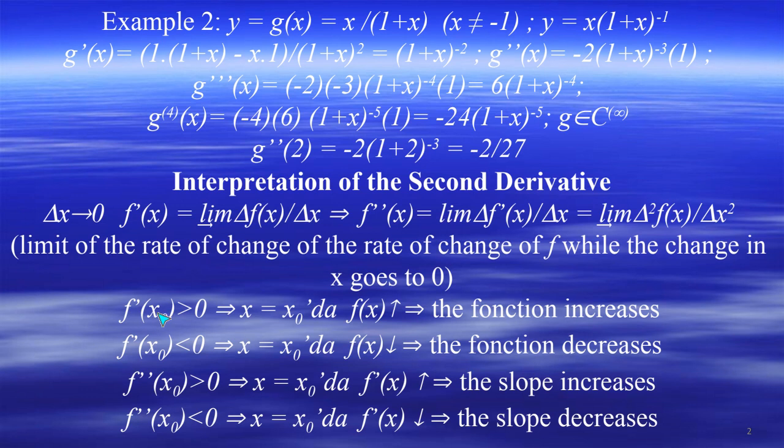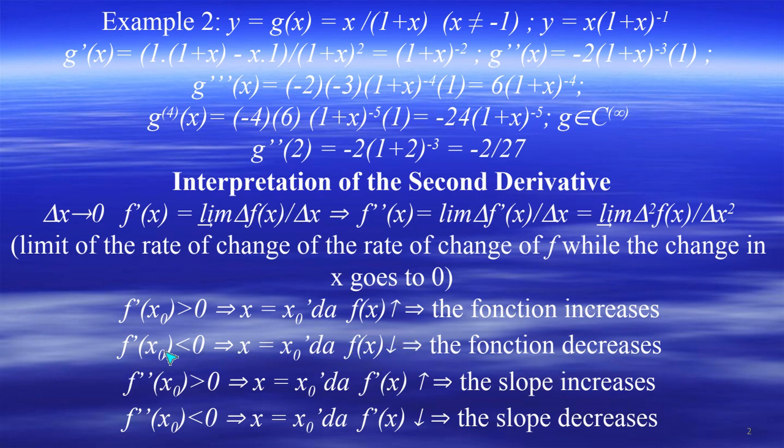First, let's understand the signs of the first derivative and then the signs of the second derivative. When the function has a positive first derivative at the point x0, this means that at the point x equals x0, the primitive function is increasing. The first derivative shows the slope of the function. When the first derivative is positive, the function is increasing. When it is negative, the function is decreasing.